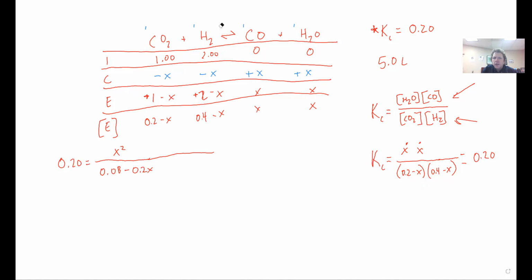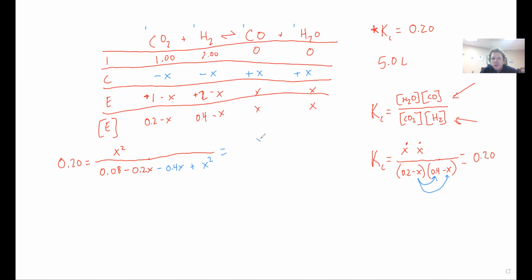Well, I would take this x factor, I'm going to multiply that by 0.4. So that would be minus 0.4x. And this next one, x times x, is plus, those are both negative x's, so it's going to be plus x squared.